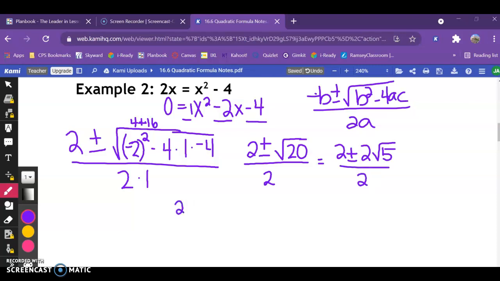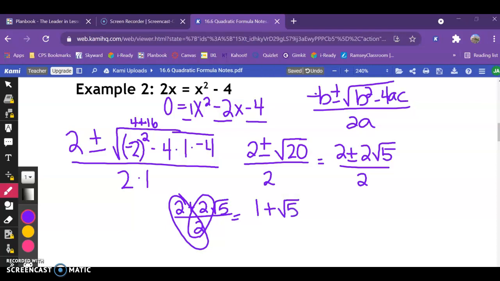So if I break that down, 2 plus 2 square roots of 5 over 2. We have 2 over 2 here, which is 1, and 2 over 2 here, which is also 1. So that would be 1 plus 1 square root of 5. So we would just write square root of 5 like that. We don't need to put the 1 out front of it.